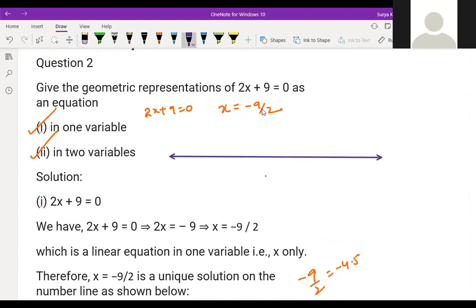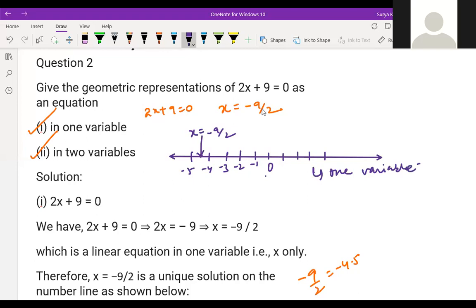So you can write here 0, 1, 2, 3, 4. This side also 1, 2, 3, 4, 5, so you write minus 1, minus 2, minus 3, minus 4, minus 5. So this is the point where minus 9 by 2 lies. x is equal to minus 9 by 2. So this is a line in one variable.